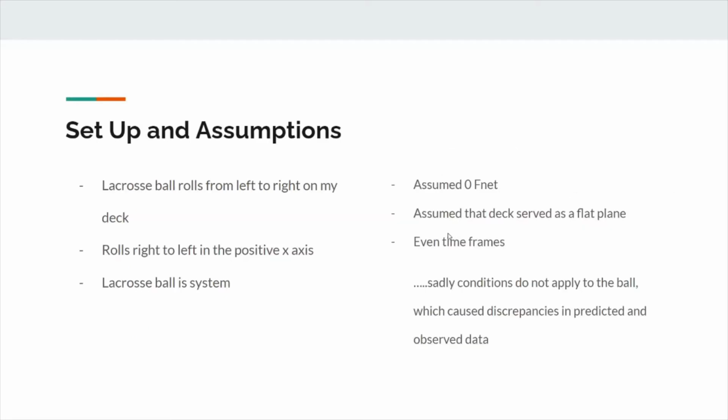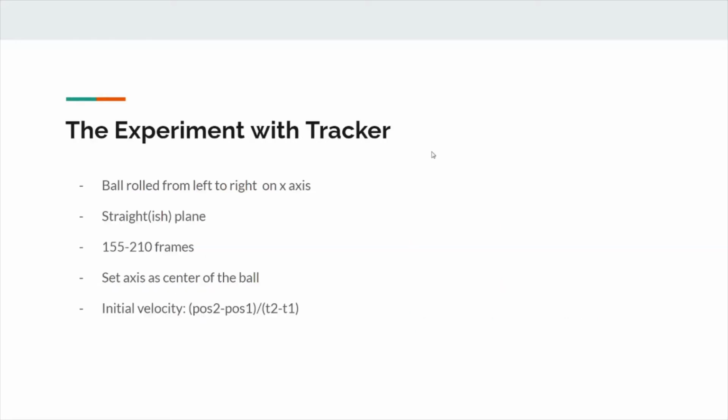Some assumptions I made: I assumed the F-net was 0. I assumed that my deck served as a flat plane, and I assumed some even time frames, which may not actually apply to the ball since these conditions are hard to meet in the real world. I also set it up so that my lacrosse ball was rolling from right to left.